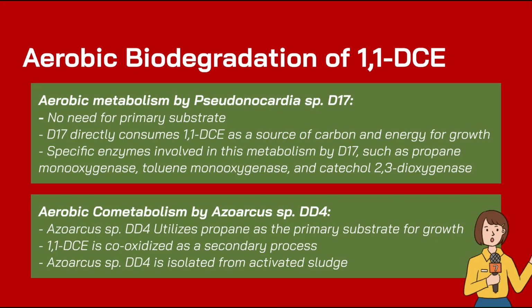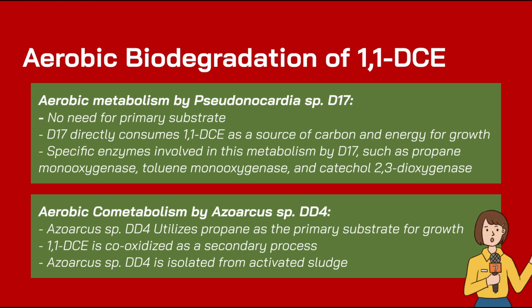For each mechanism, specific microorganisms are involved. For instance, Pseudonocardia sp. D17 for aerobic metabolism and Azoarcus sp. DD4 for cometabolism. D17 breaks down 1,1-DCE in the aerobic metabolism process. Because this bacterium doesn't need primary substrates for growth, this indicates that the bacterium directly consumes 1,1-DCE as a source of carbon and energy for growth.